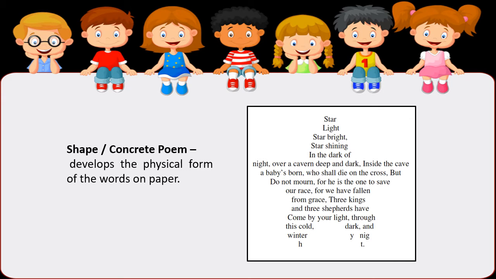Okay, so the first type that we have here is the shape or concrete poem. This kind of poem develops the physical form of the words on paper, just like you see here in the example. So if your poem is entitled Star, your poem should look like a star. Like this one: Starlight, star bright, start shining in the dark of night over a cavern deep and dark. Inside the cave a babe is born, who shall die on the cross. But do not mourn, for he is the one to save our race, for we have fallen from grace, and so on. So, yeah, that is a shape or concrete poem.